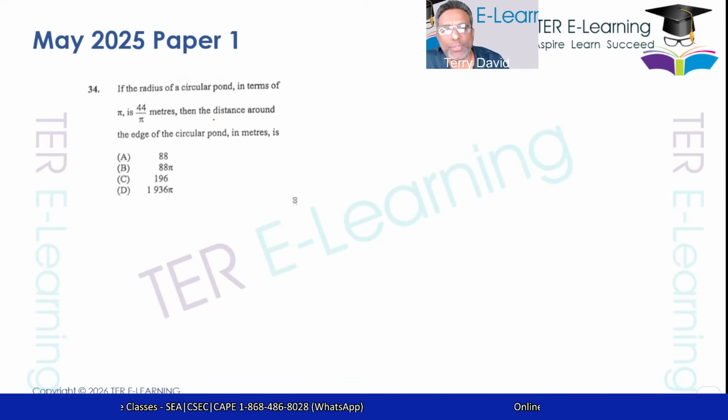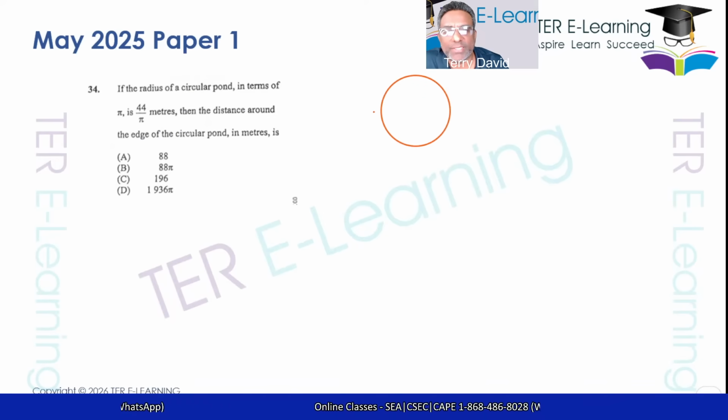All right, for this one here, they change up the question. They said the radius of a pond in terms of pi is 44 on pi. So the radius of the pond is 44 over pi. And then the distance around the edge. So you want to work out the circumference.